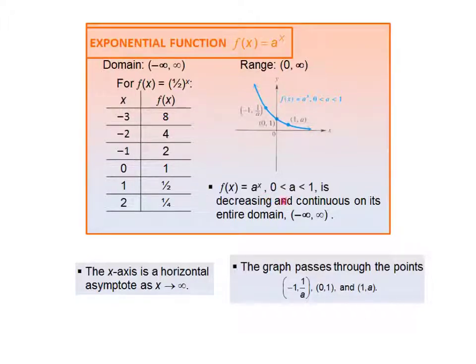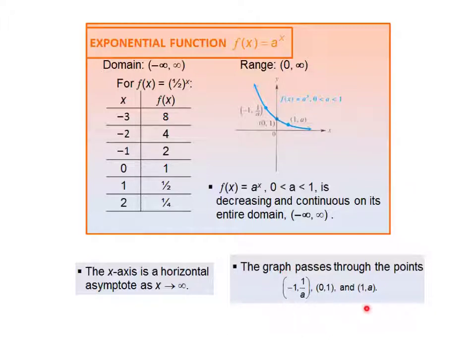This function is fractional, right? We can't have any negative values. We can't let the base be 1, but it can be between 0 and 1, meaning it can be a fraction. It's always decreasing, and again, it's continuous, meaning no vertical asymptotes, no holes in the graph. Again, the x-axis is the horizontal asymptote as we approach positive infinity, meaning as it goes in this direction.